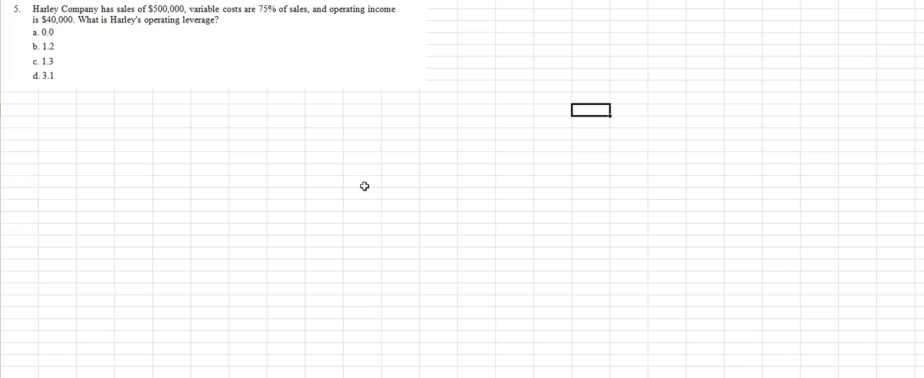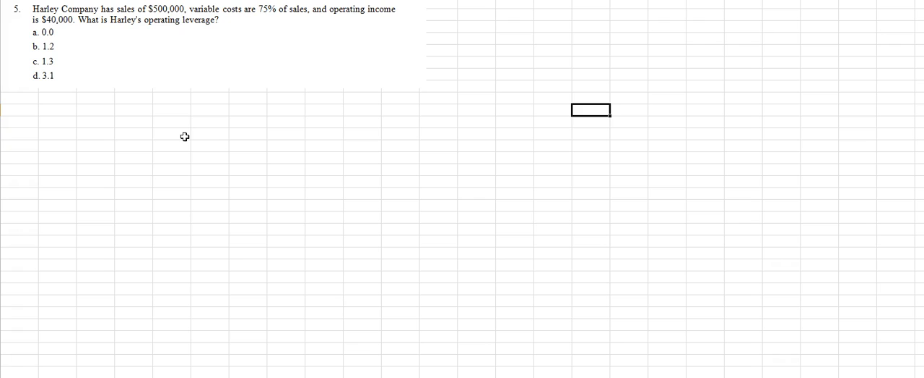Okay, Harley Company has sales of 500,000 and variable cost of 75% of sales. So we know that the contribution margin is 25%. Not sure if we're even going to make that. And operating income of $40,000. What is Harley's operating leverage?